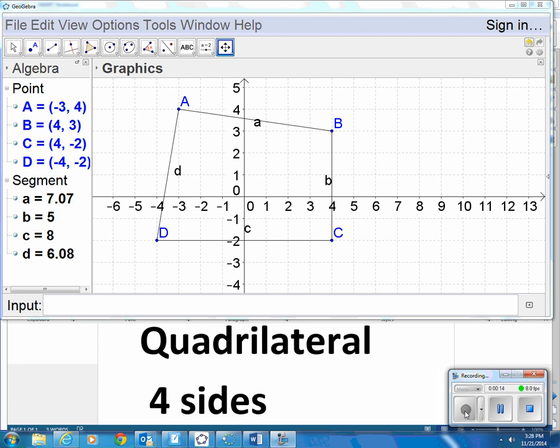A quadrilateral has four sides. That's the only thing that is required, is that it have four sides. In GeoGebra, it shows you the lengths of line segments. So line segment from A to B has been labeled A, and it says it's 7.07 long, and it doesn't match any of the other lengths of the other sides. But it is a quadrilateral. It has four sides.